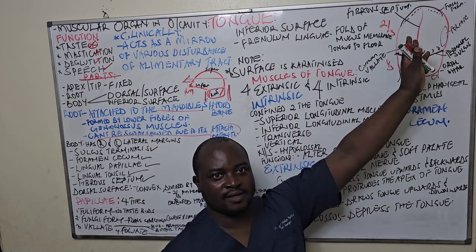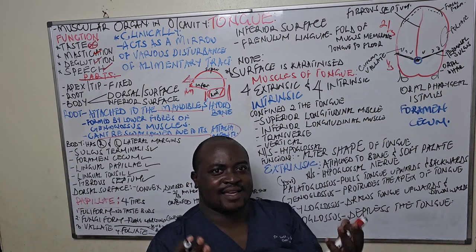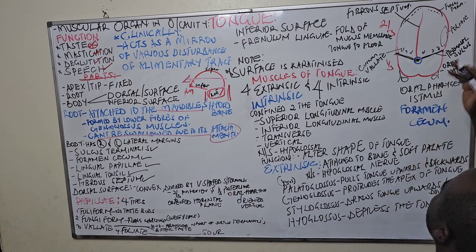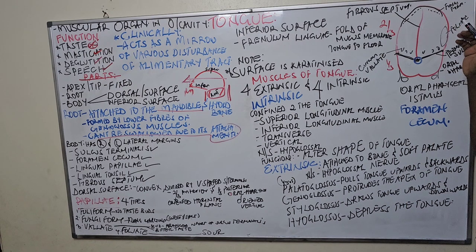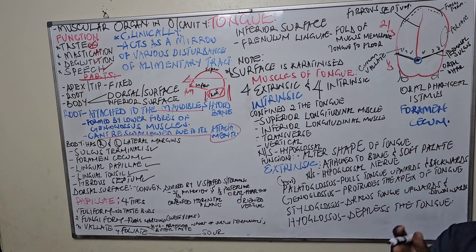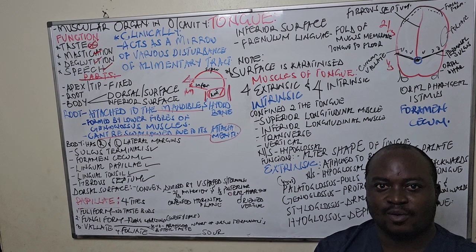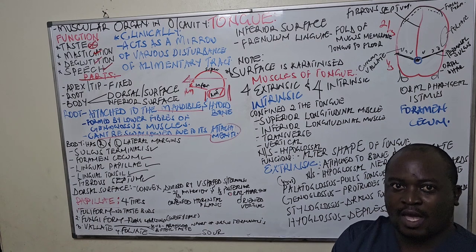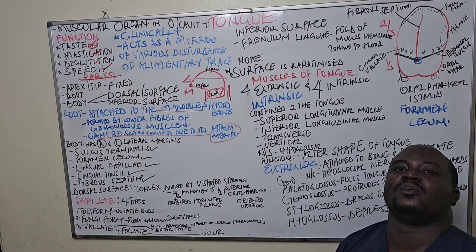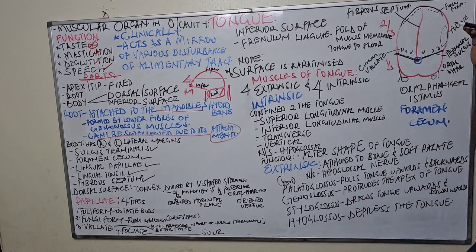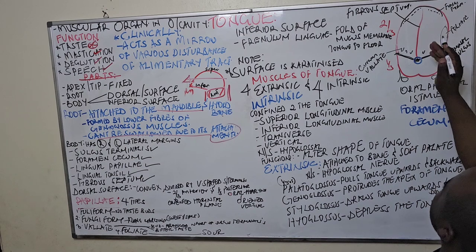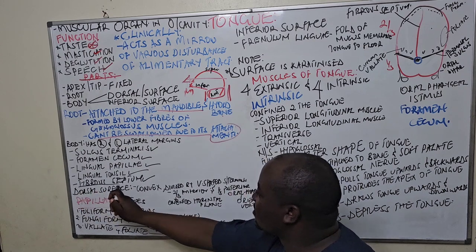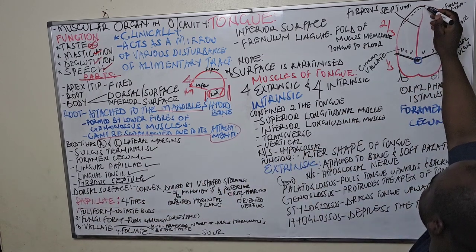On our picture here, we shall learn that a tongue is made up of majorly two parts: the anterior two-thirds of the tongue and the posterior third of the tongue. The anterior two-thirds of the tongue is found in the oral cavity, and the posterior third is found in the oral pharynx. This anterior two-thirds is divided into two, left and right, by the fibrous septum.